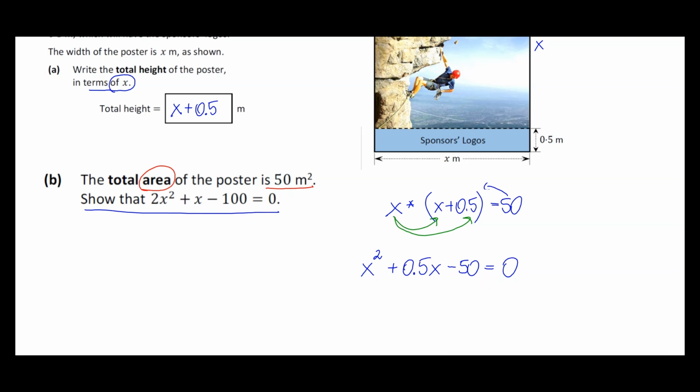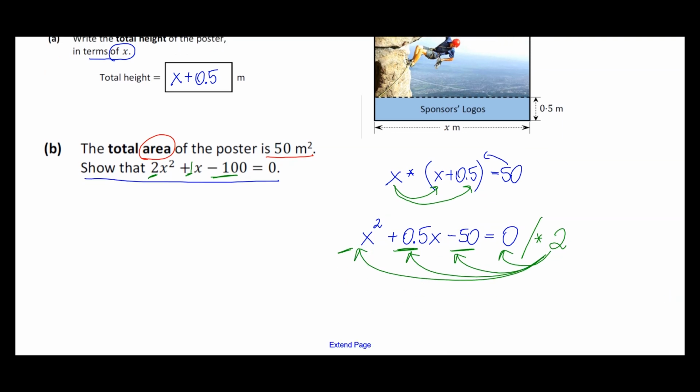What's the difference? Well, they have 2 here. I don't have 2. They have 1 actually here. I have 0.5. They have 100. I have 50. How can I get 2 here? 2x means 2 multiplied by x. So if I multiply this equation by 2, hopefully I'm going to get what I need. Now, I can multiply an equation by any number I want. What is the rule? I have to multiply each element of that equation by 2.